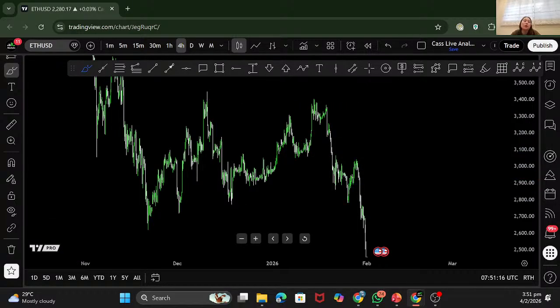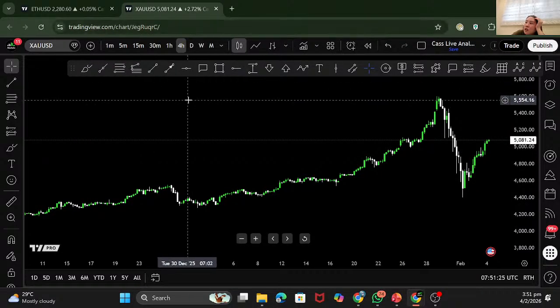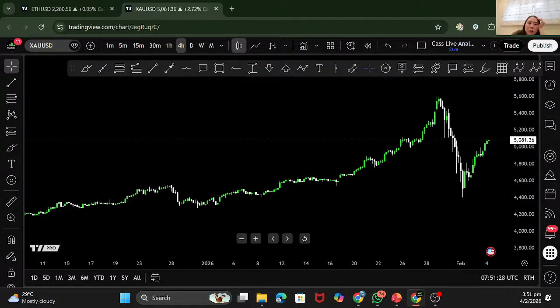The next chart I want to look at is gold. We can see gold rallying. The last time I checked, gold was at like $5,000. It is at $5,000 again. We're gonna look at that in a bit. And the last one will be EUR/USD.